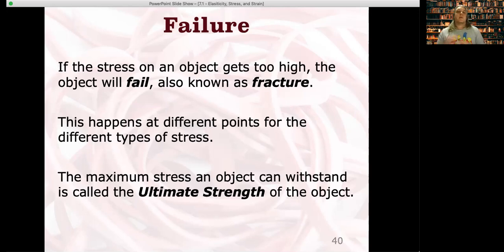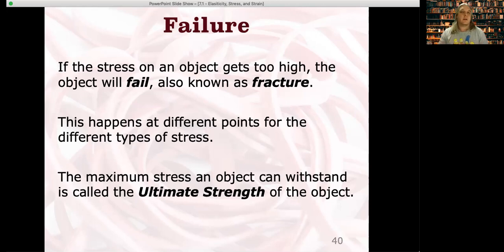So you remember on that graph that we saw, at some point you reach the maximum force, and after that, any more force being applied will result in the object breaking. That maximum force is different for each different type of stress we've talked about, and that is called the ultimate strength. Sorry, the maximum stress is called the ultimate strength.